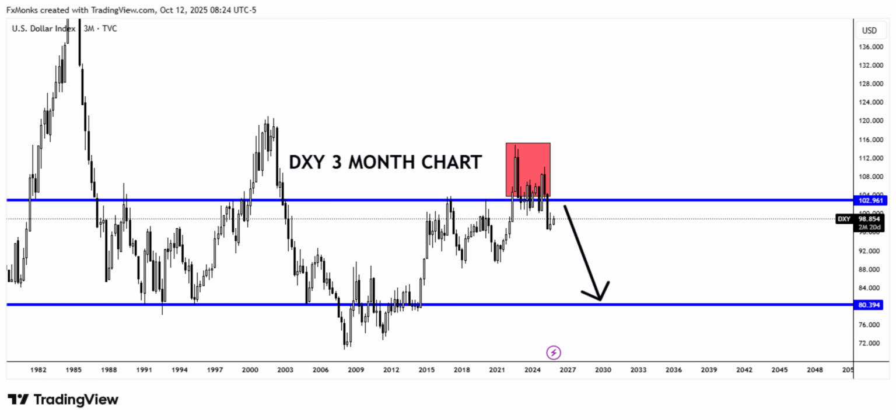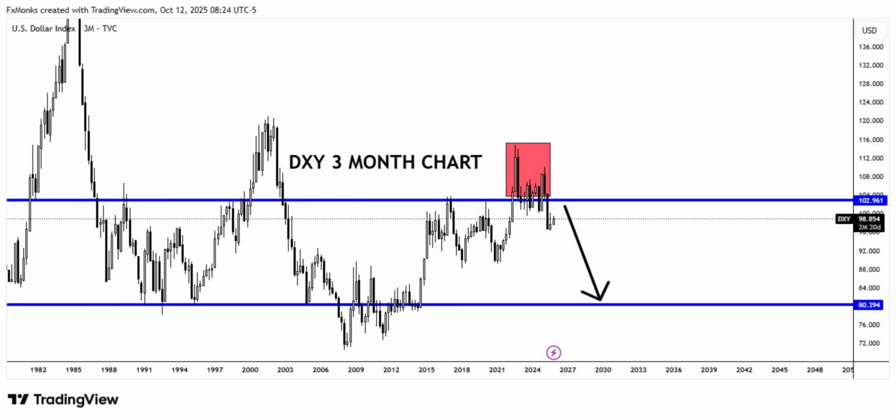Given this structure, the logical expectation is a retest of the lower boundary of the range around 80.40. If history repeats itself, price will likely trend lower over the next several quarters, gradually working its way down to that range support. Of course, this is a macro time frame, so these moves can take months to unfold. But the direction is clear. Failed breakout above plus rejection equals bearish bias toward the lower end of the range. Unless we see a strong close and follow-through above 102.96, something we haven't seen in decades, the path of least resistance is down.